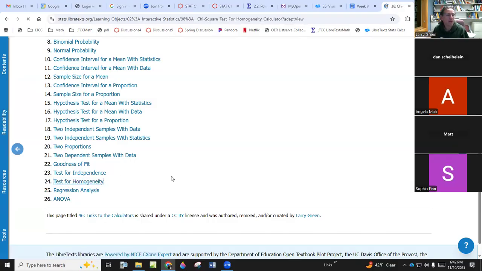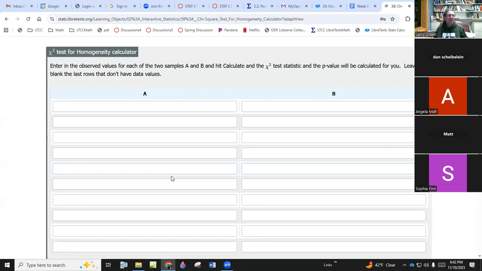So let's hit test for homogeneity. Here, enter the observed values for each of the two samples, A and B, and click calculate, and the chi-square test statistic and the p-value will be calculated for you. Leave blank the last rows that don't have data values.